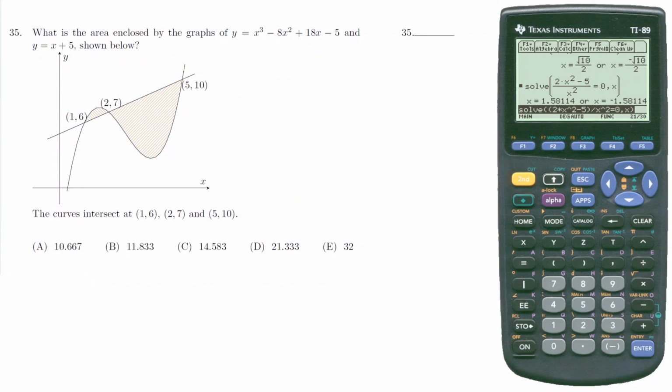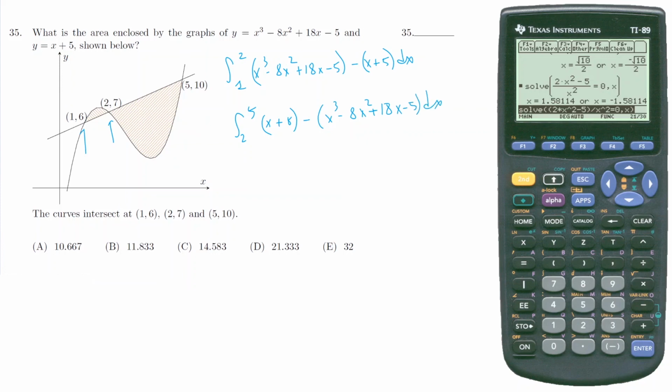And last but not least, what is the area enclosed by the graph? Okay, good. So here we got two sections. Let's start with this section first. Clearly the line is beneath. So this integral is the integral from 1 to 2 of x cubed minus 8x squared plus 18x minus 5 minus x plus 5. Right, that's our first integral, and the second one is going to be the other way around. It's between 2 and 5. Line is on top, x plus 5 minus x cubed minus 8x squared plus 18x minus 5 dx.